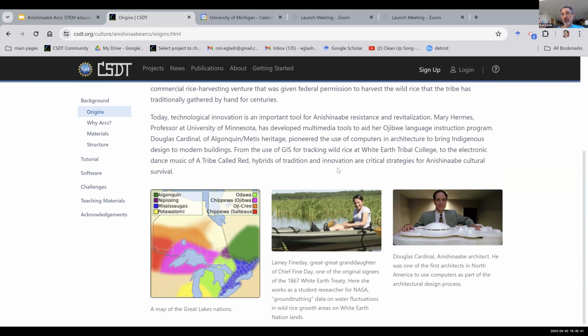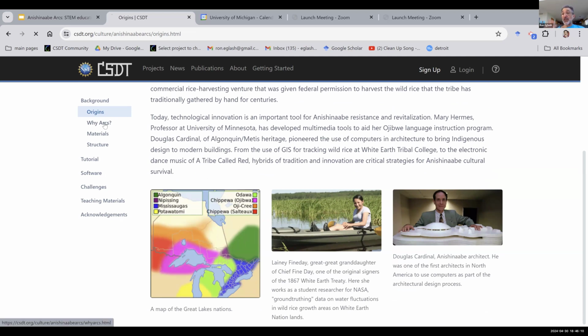We start out just introducing who are the Anishinaabe and some of the contemporary ways that folks have combined those traditions. So folks doing environmental sciences in concert with indigenous heritage. Douglas Cardinal, Anishinaabe architect, who was one of the first architects in North America to ever use computing in architecture, first of any ethnic heritage.